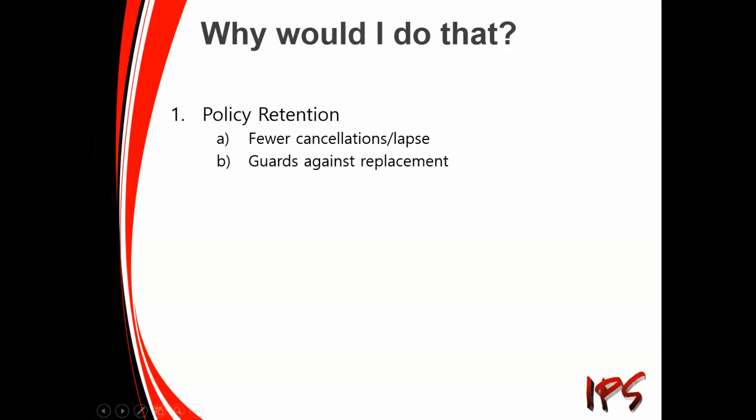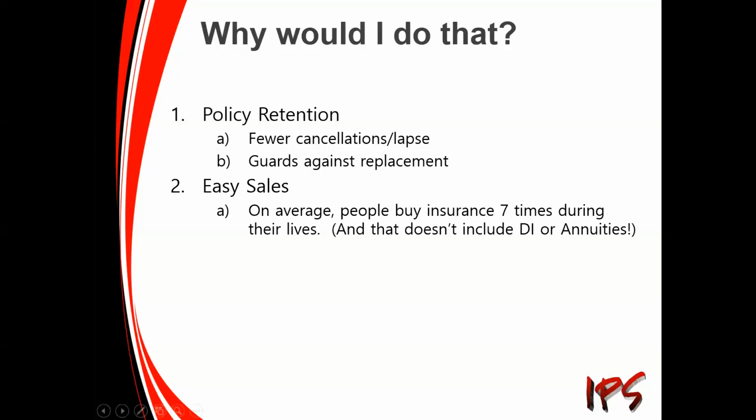Absolutely. Okay, and then moving on, the next part is easy sales. There's a statistic that we've used before, and I just want to share it with you real quick. On average, people buy insurance 7 times during their lives, and that is not including disability insurance or annuities. So let me ask you, if you've met with them once, you sold them 1 time. Do you want to miss out on those other 6 sales? I know I don't. And like I said, it doesn't include disability insurance or annuities. There's all other kinds of products that we can service them with that you can't get in the initial sale. So you constantly want to stay in front of them.